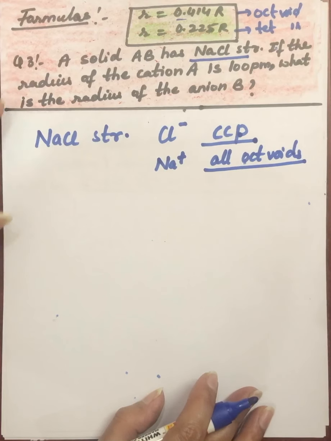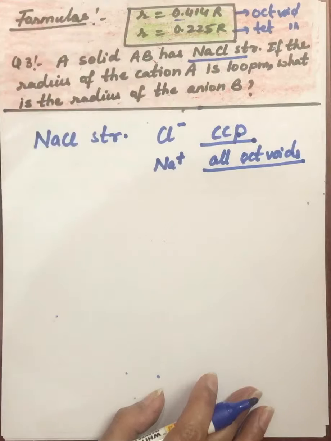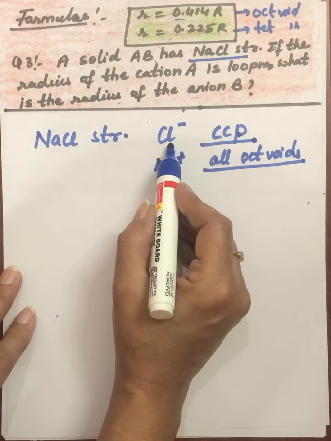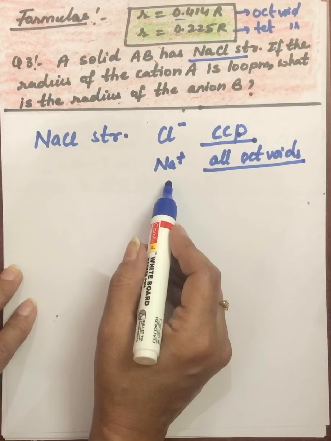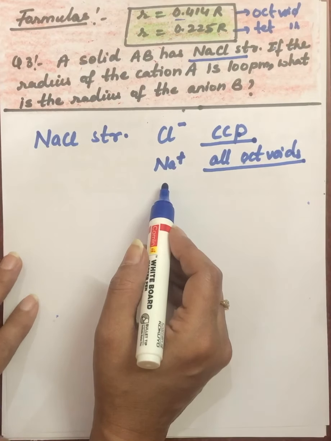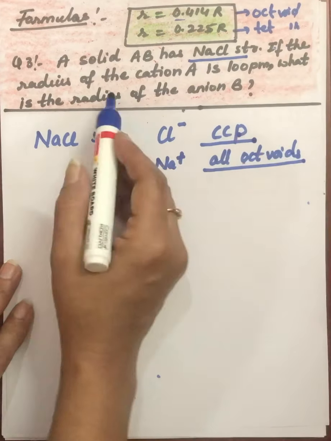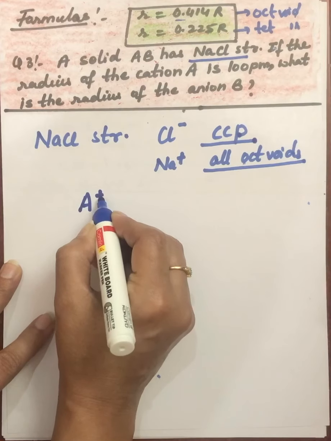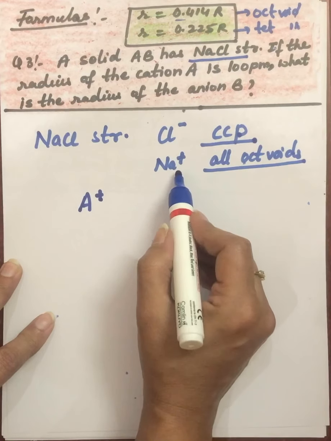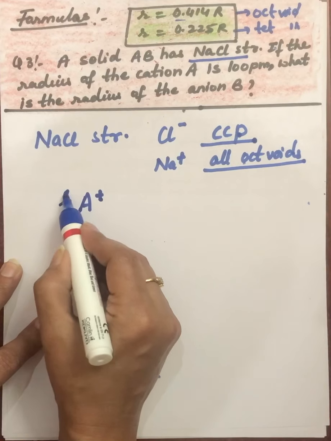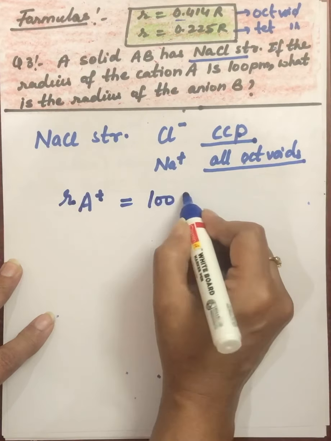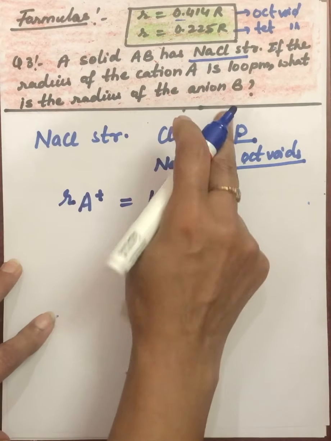So to solve this question, we should first of all know this thing, the NaCl structure they are mentioning. So what kind of structure does NaCl have? This is the type of structure where Cl minus are in the close-packed arrangement and Na plus are present at all octahedral voids. If the radius of the cation is r plus, the cations are present in the voids. So can I write this as small r? Because for voids we use a small r. Cation size is how much? 100 picometer.